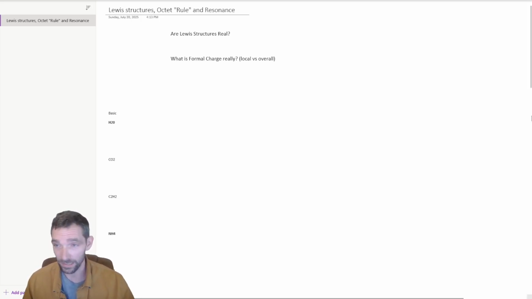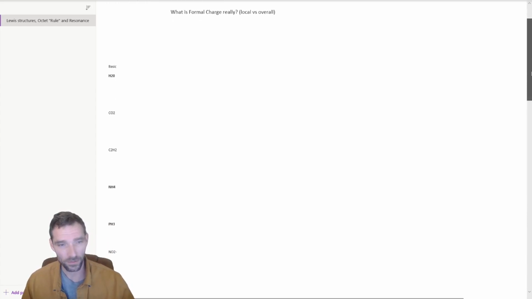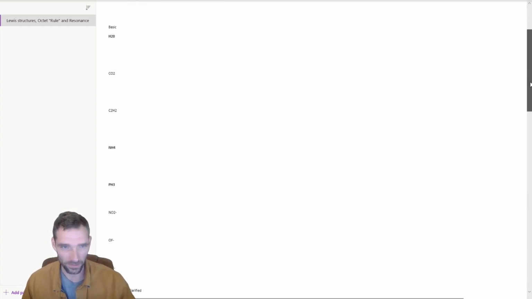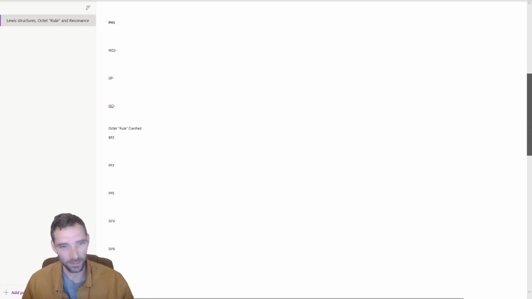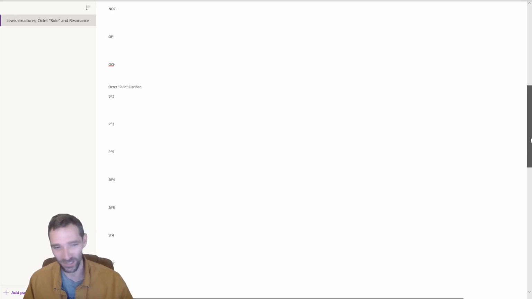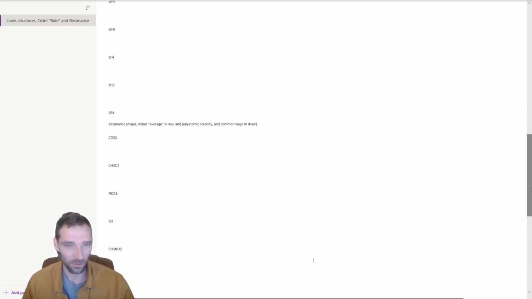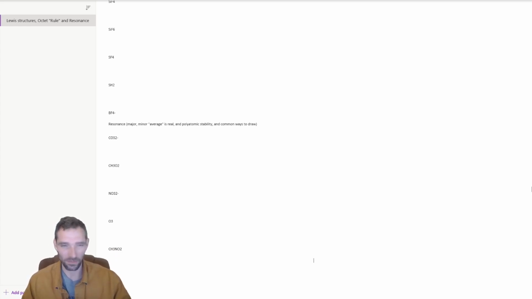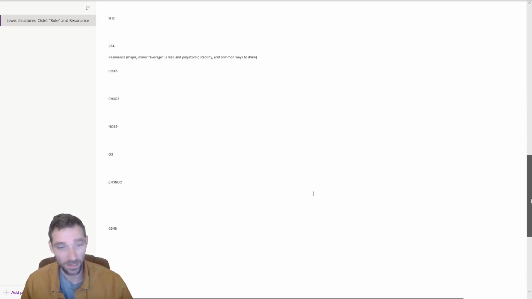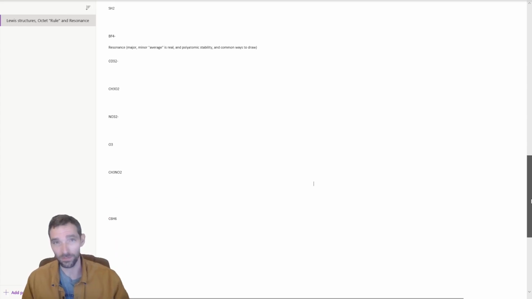We're going to be doing a number of problems that I've selected to highlight some things in order. We're going to start with some basic ones. We're going to clarify what's going on with this octet rule, which is more like an octet suggestion to me, and then go over resonance, major and minor contributors, what's really going on with this in terms of reality and why we see a lot of this in polyatomic structures, as well as common ways to draw this. So this video will be fairly long. It'll cover quite a few topics, but if you stick with me, it will be worth it.